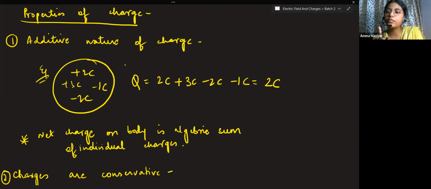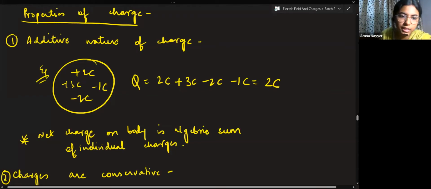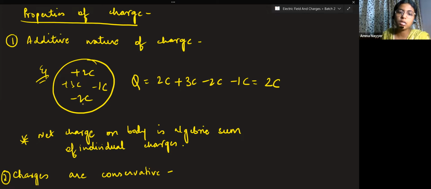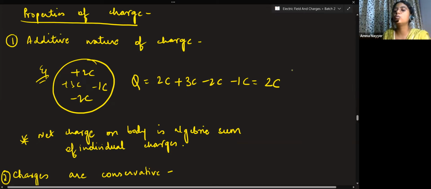The first property of charge is the additive nature of charge. Additive nature of charge means that if you have n number of charges and you are required to calculate the net charge, you take out the algebraic sum. For example, if it is plus 2 coulombs, here it is plus 3 coulomb, here it is minus 1 coulomb and minus 2 coulomb. You don't need to consider any direction because electric charge is a scalar quantity and does not have any direction. So just simply add it and you get 2 coulomb. This 2 coulomb is the resultant, the net charge present in this system.